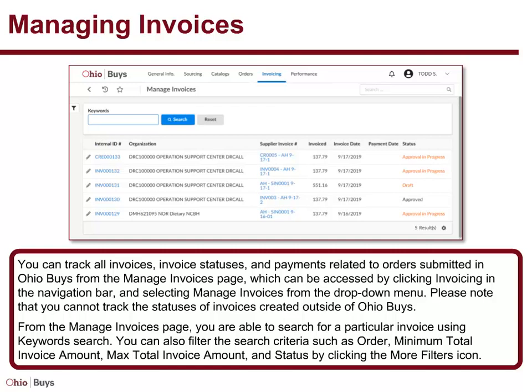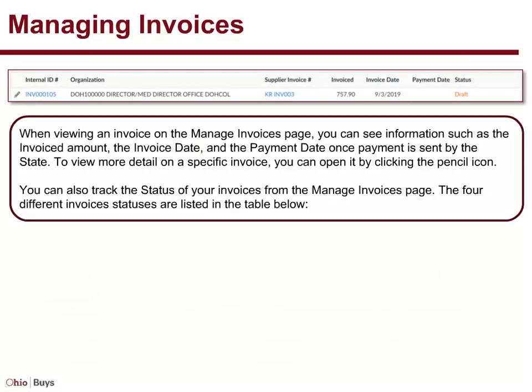From the Manage Invoices page, you are able to search for a particular invoice using keyword search. You can also filter by search criteria such as order, minimum total invoice amount, max total invoice amount, and status by clicking the More Filters icon. When viewing an invoice on the Manage Invoices page, you can see information such as the invoiced amount, the invoice date, and the payment date once payment is sent by the state. To view more detail on a specific invoice, you can open it by clicking the pencil icon.